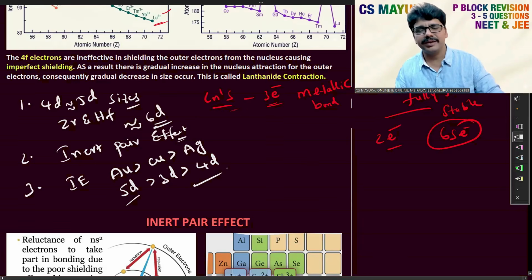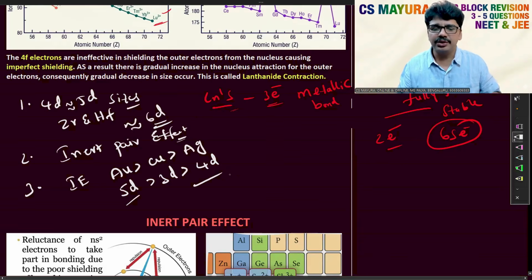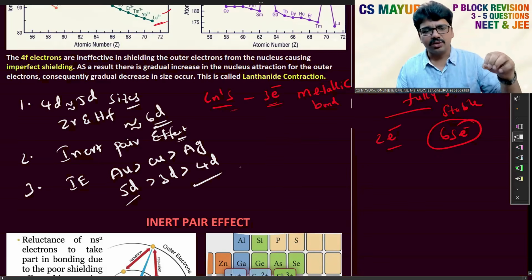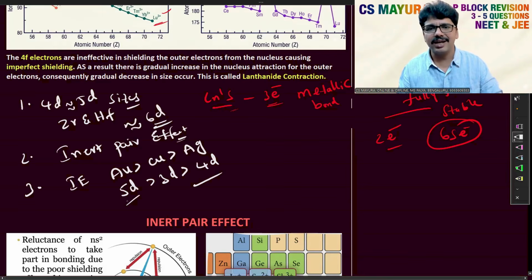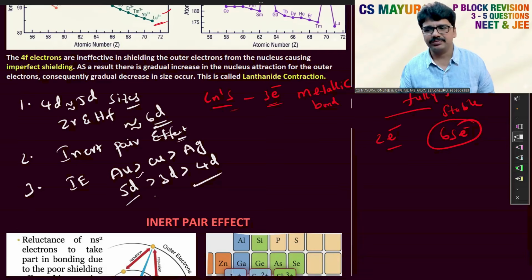This is also because of lanthanide contraction. Due to lanthanide contraction, in the heavier elements, there is a strong nuclear charge, a higher effective nuclear charge. Because of that higher effective nuclear charge, 5D series elements' ionization enthalpies are higher than 3D and 4D. So these are some important consequences of lanthanide contraction.